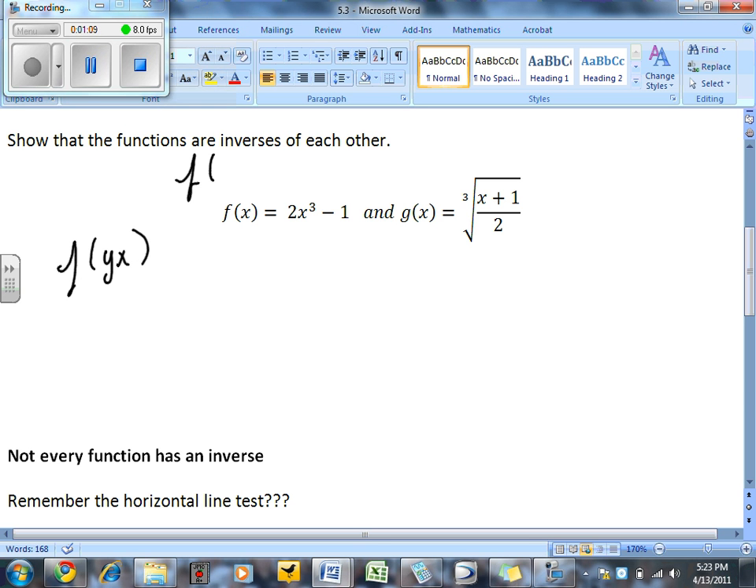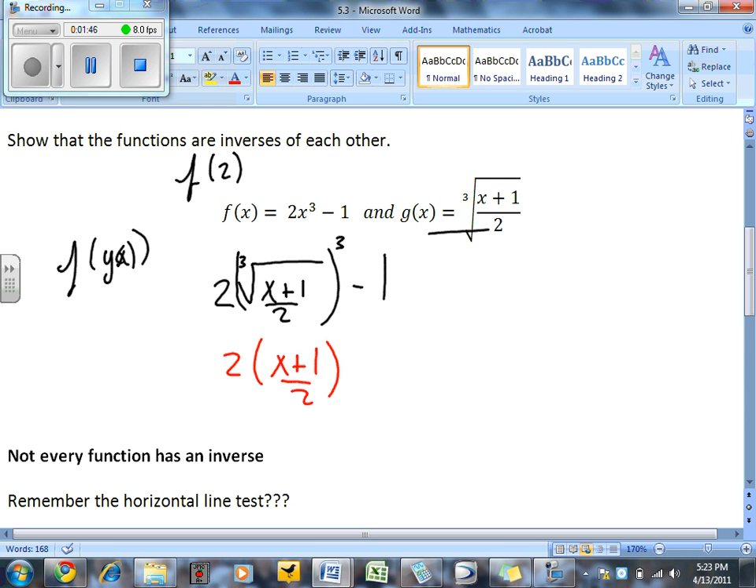You guys know what you're doing. If I want to know what f of 2 is, you plug in 2 for every x you see in that function f, right? Well, now I'm saying f of g of x, so I want to plug g of x in anywhere I see an x in f of x. So I start with 2, now I see an x, so I'm going to plug in the cube root of (x plus 1) all over 2, cubed, minus 1. Well, the cube root of something cubed is just going to be that thing itself. So I have 2 times (x plus 1) all over 2, minus 1.